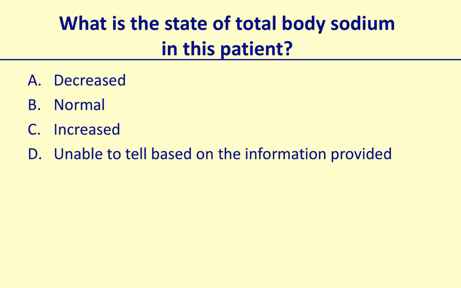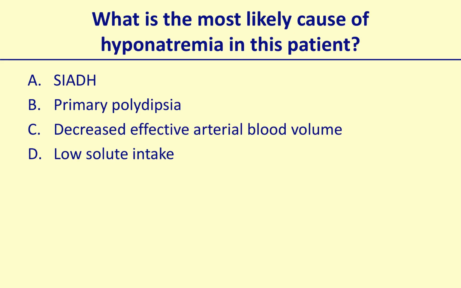And the right answer is increased, right? This patient has hypervolemia, extracellular fluid volume expansion, right? The patient has ascites, edema. So all of that means that the patient's total body sodium is increased. So what is the most likely cause of hyponatremia in this patient? A, SIADH, B, primary polydipsia, C, decreased effective arterial blood volume, or D, low solute intake. And the right answer is C, decreased effective arterial blood volume.